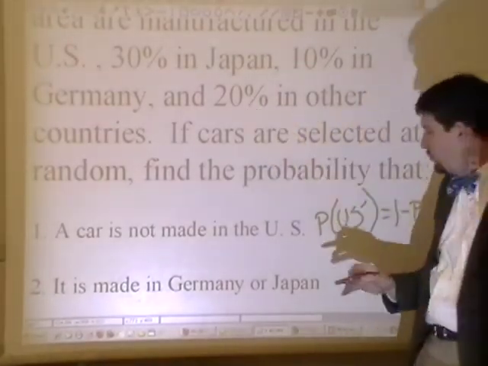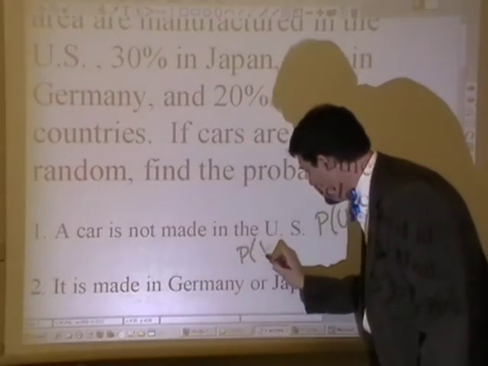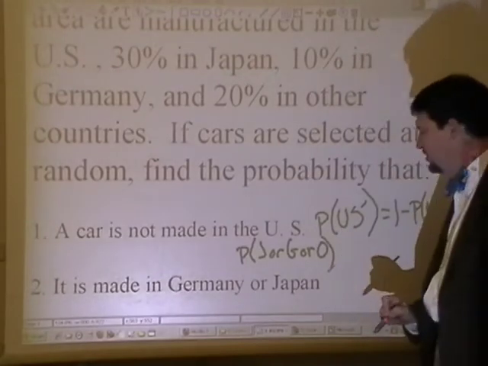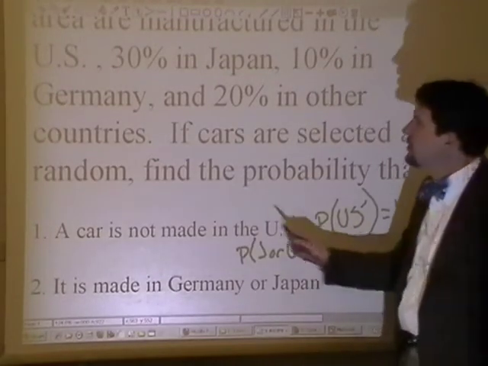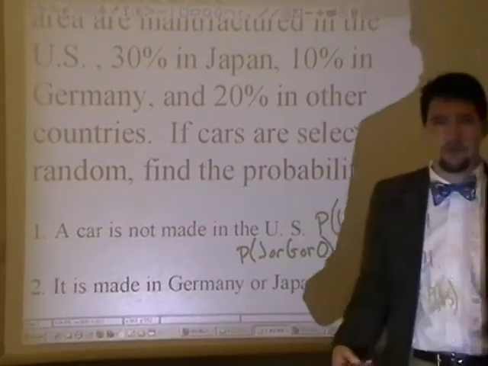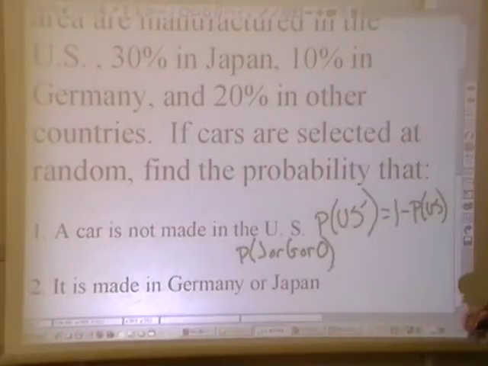And "or" means add. So I can talk about this being the probability of Japan, or Germany, or other countries, and "or" means add, which would be 30% plus 20% plus 10%, which is going to be 60%. I can go across that question two ways.